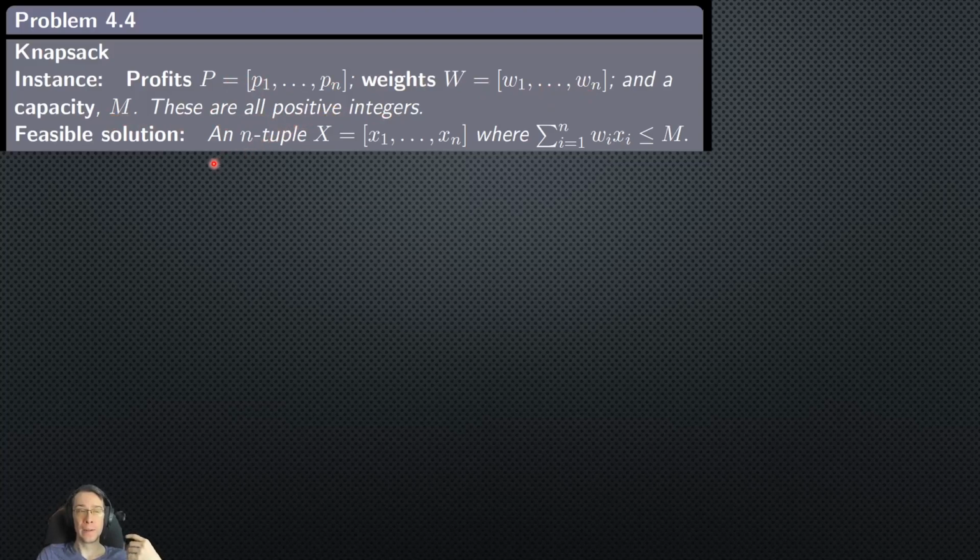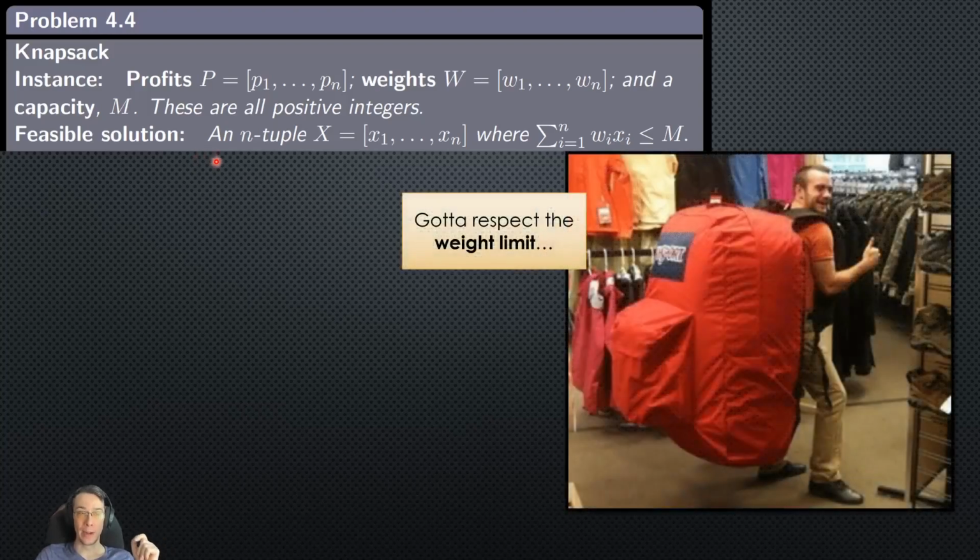Okay? Now, we want a solution to the knapsack problem that is feasible and optimal. So what does feasibility mean? Well, you have to respect the weight limit. So the solution is going to be an n-tuple, capital X, and we're going to label the components of this n-tuple x1 up to xn. And intuitively, xi represents whether or not you take item i and place it into the knapsack. So an xi of 1 means you took the item and placed it in the knapsack, and xi of 0 means you didn't take it.